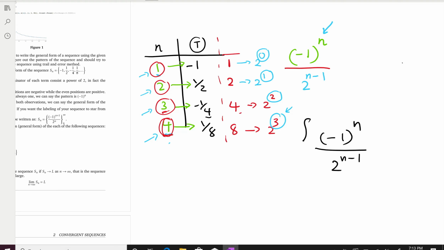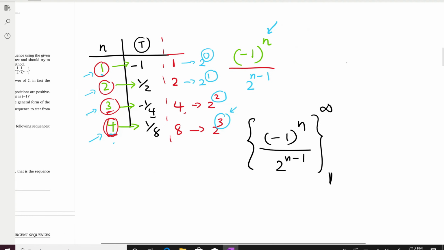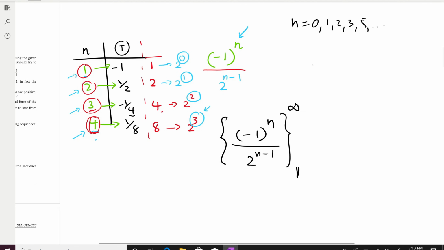But I'm confident this is the general representation and the n values are going from 1 to infinity. Okay, all right. Now that's how you find the general representation of a sequence out of the given terms. Now here's something that I didn't teach in the previous video. Some people can label n values starting from 0 instead of starting from 1. Some textbooks, some instructors do that, and that's fine. That's also legal. So you want to be careful.